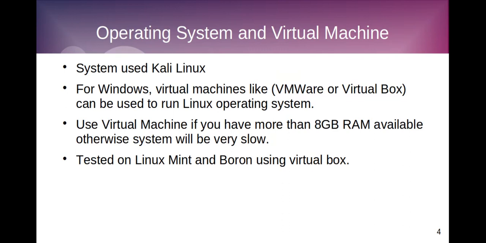For users on Windows who wish to replicate this setup, virtual machines like VMware or VirtualBox provide a practical solution. These tools allow you to run Kali Linux or other Linux distributions within your Windows system seamlessly. It's important to consider your system's RAM capacity when using virtual machines. I recommend having at least 8 GB of RAM, and less than this can significantly slow down the system, affecting both the performance of the host Windows OS and the virtual Kali Linux environment.